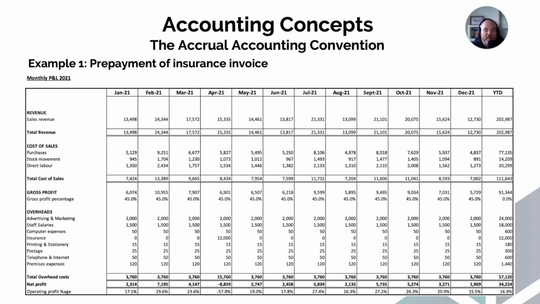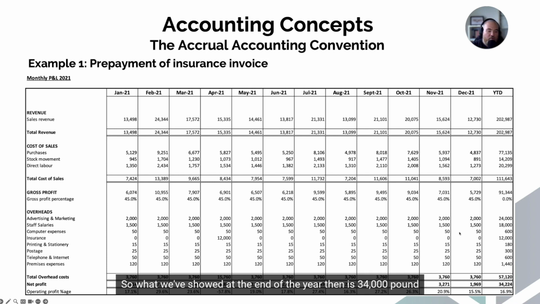So if you look at the profit figures at the bottom here, you've got profit, profit, profit, and then a big loss in April, and then profit, profit, profit for the rest of the year. So obviously, based on what I've said in this video earlier, that's not correct. You know, there's nearly a £9,000 loss there. And we know it's not correct because we know that this insurance relates to the entire year, not just April. So what we've shown at the end of the year then is £34,000 net profit, which is what your tax bill will be based on. It's what you'll base your decisions on for next year.